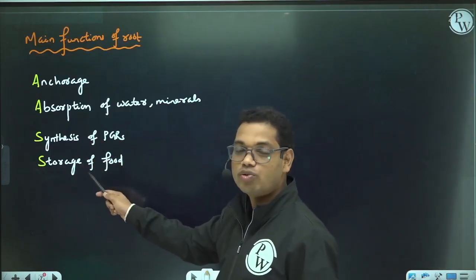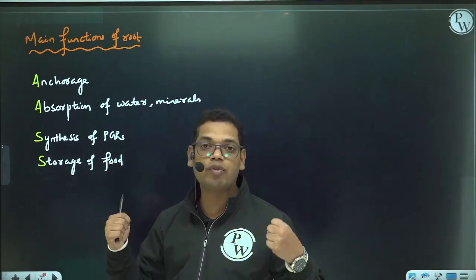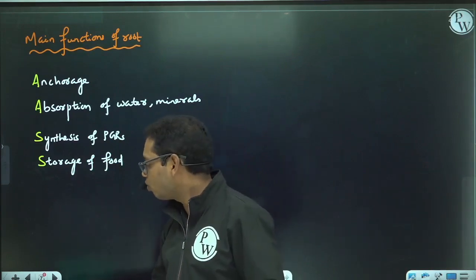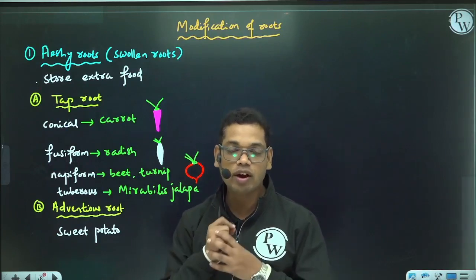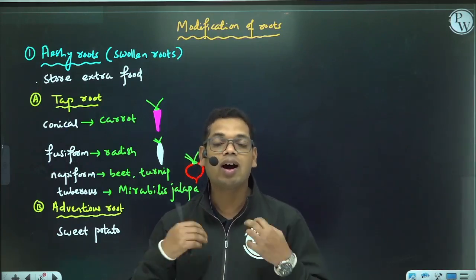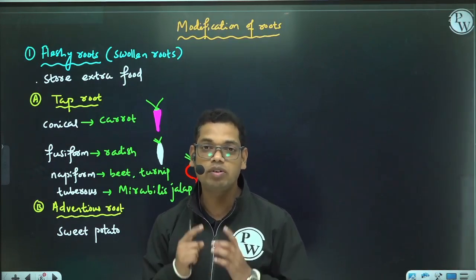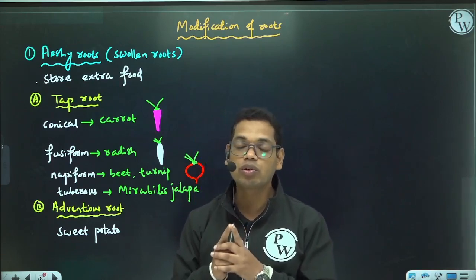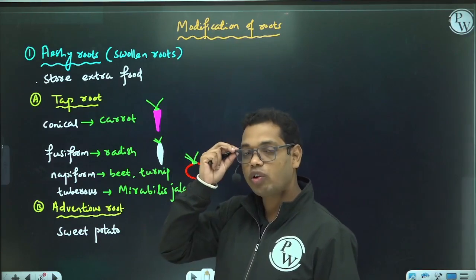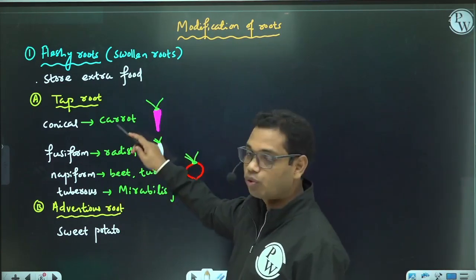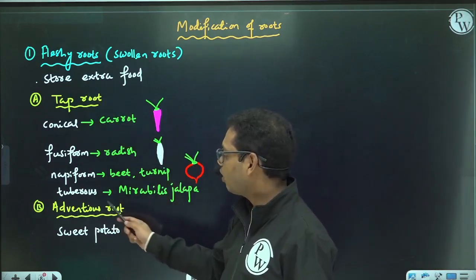Main function of the root is to store food, but if the root has to perform the storage of very high amount of food, then that root will be modified and that root will become swollen or fleshy. So any root which stores high amount of food, that will be swollen and that root will be called as fleshy root. And depending upon the shape the root can be classified. Okay, and remember one thing, the swollen or the fleshy root which is meant for the storage of food, that can be a modified taproot or that can be modified adventitious root.